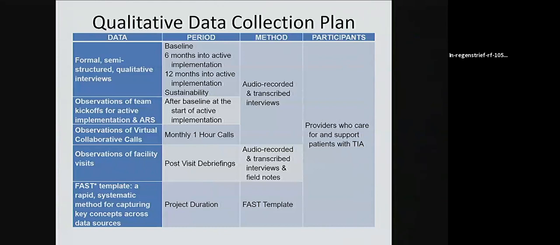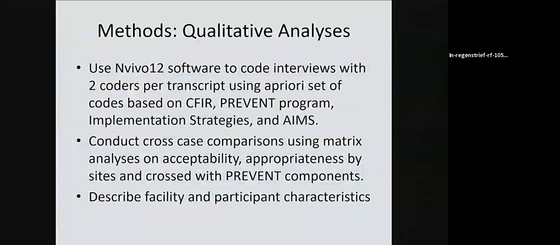And then finally, if that wasn't enough, we came up with what's called a FAST template. It's a rapid, systematic method for capturing key concepts across data sources. So while we're debriefing, if somebody says something that we think is really key, or there's a quote coming out from a collaborative call, we'll say, let's get it into the FAST template. It's a really quick way to catalog your observations prospectively. I will also just say for all the things that we audio record, we get them transcribed and then they become our data.